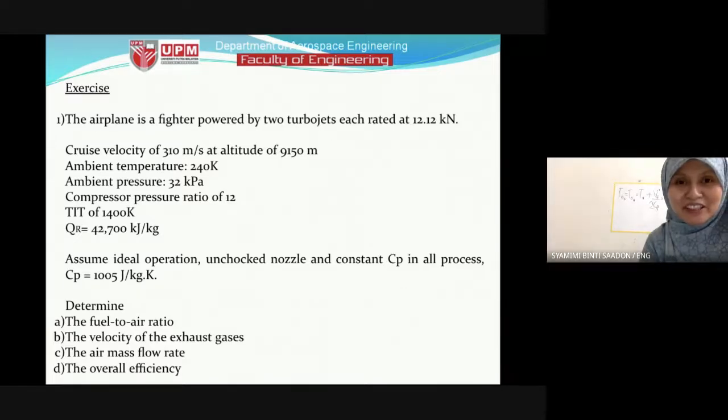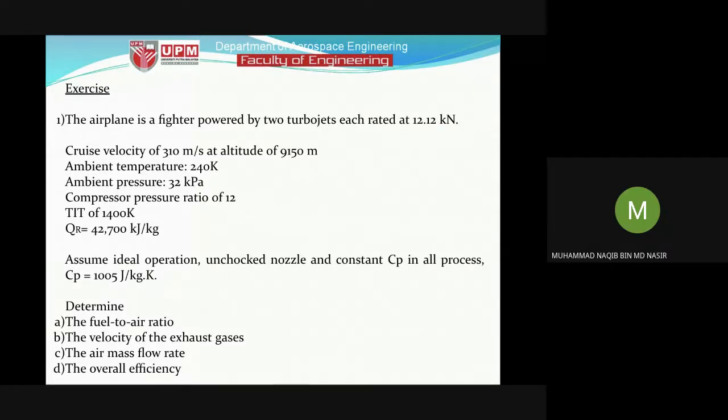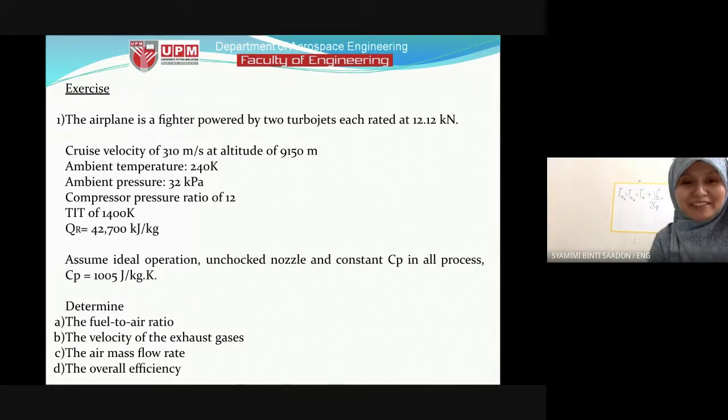Everyone understand or not? Semua faham tak apa saya cakap? 287, Doktor. Faham, Doktor. 287. Okay, faham kan? Faham kan apa saya cakap?